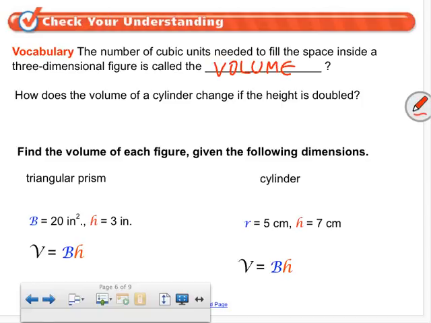Now this one, I think we should have this. It says, how does the volume of a cylinder change if we double the height? So basically what happens, if I take a can and I take the exact same can and I stack it, what just happened? I doubled the volume, right? So you double the volume.